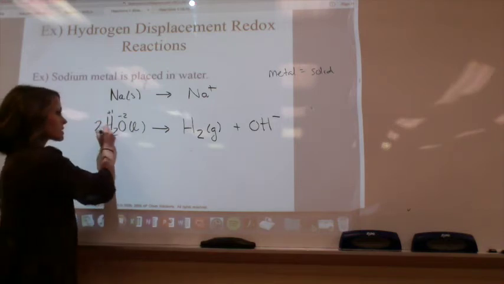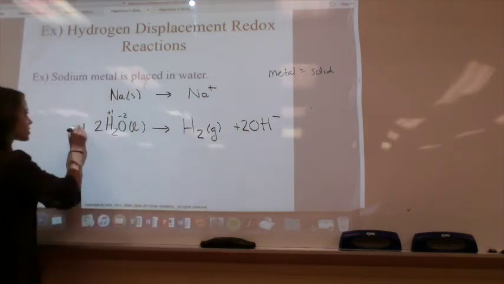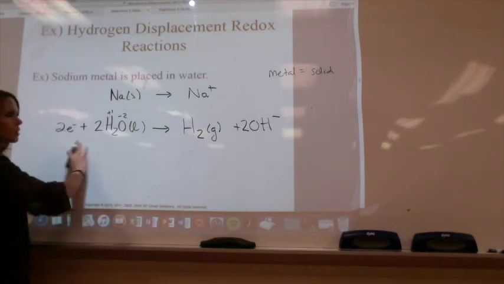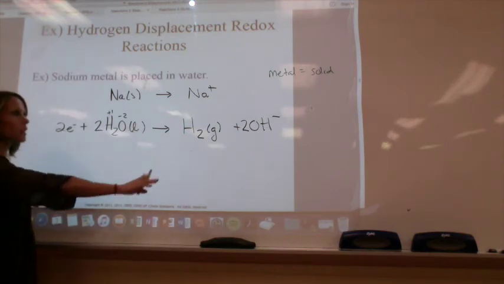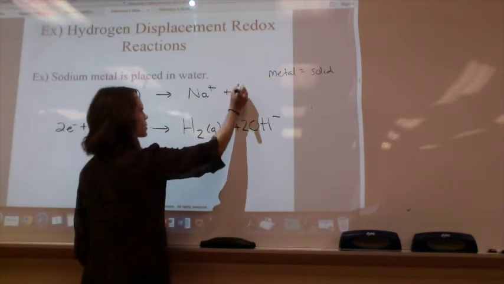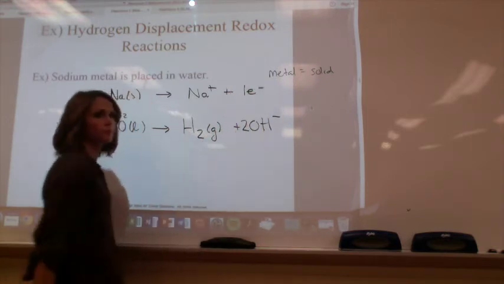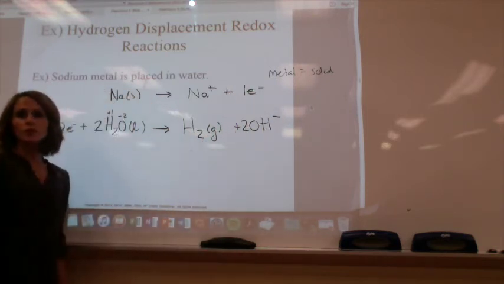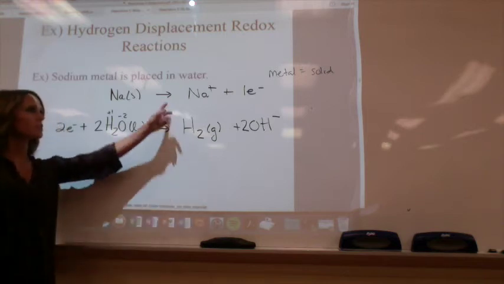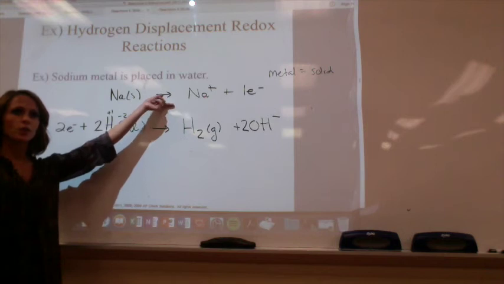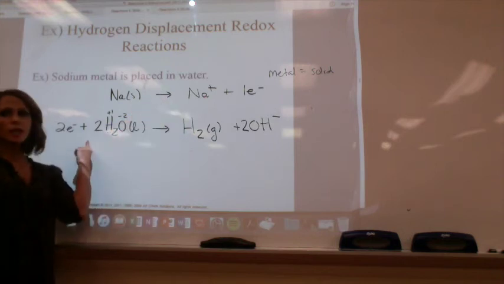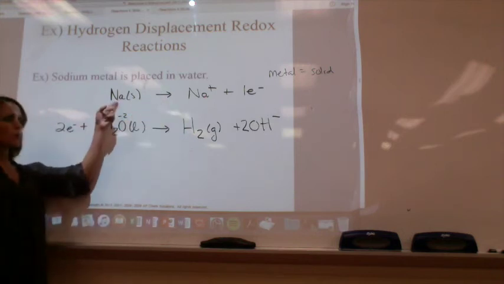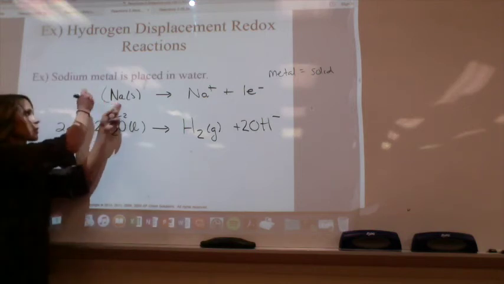I balance this again. I have 2 electrons over here. I didn't memorize, I just did the chemistry. And then over here, I lost 1 electron. What do you do when your electrons don't match? How many electrons did the first equation lose? 1. How many did this one gain? What do I do to the first equation? Multiply the whole thing by 2.